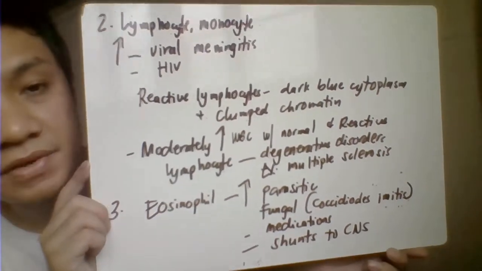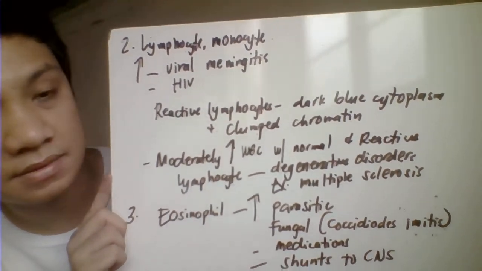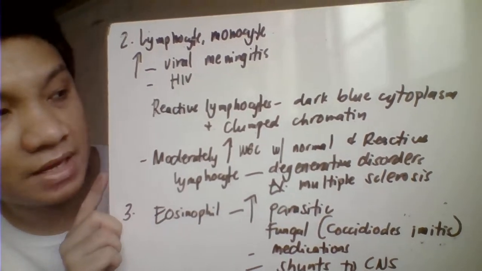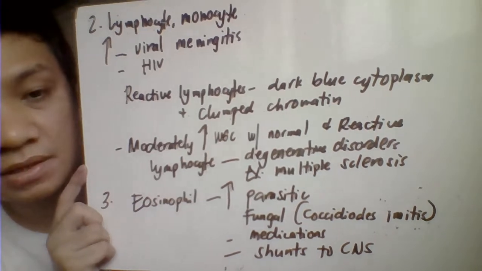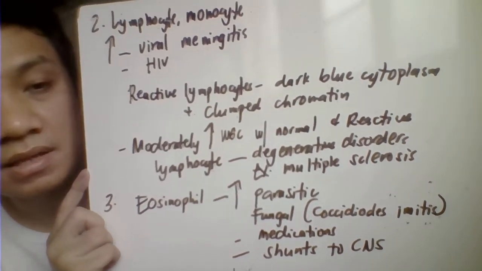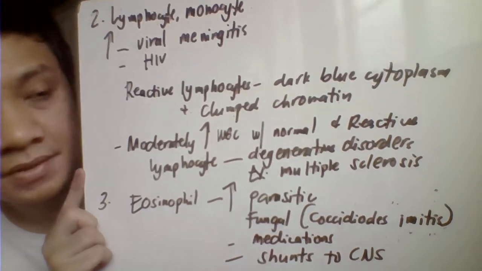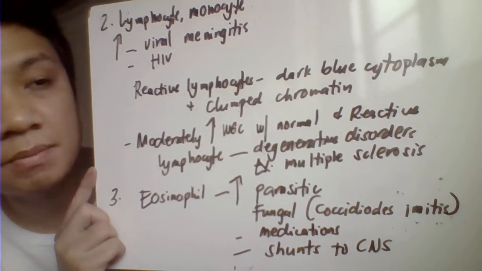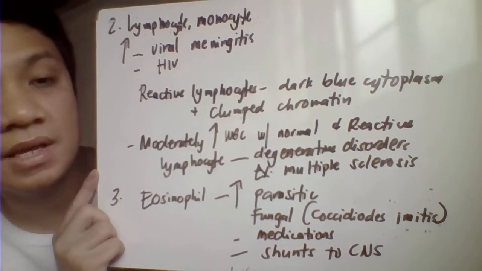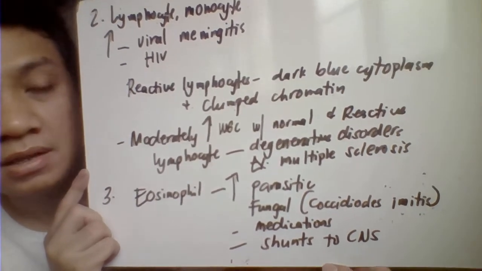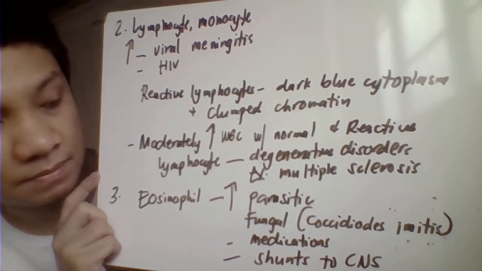Okay, then we have the lymphocyte and the monocyte. Basically increased during viral meningitis or even related to HIV. Sometimes you could also see reactive lymphocytes. Reactive lymphocytes are those having a dark cytoplasm and clumped nuclear chromatin. Sometimes you could see an increase in WBC count with the presence of both normal and reactive lymphocytes associated with degenerative disorders. An example of that is multiple sclerosis.